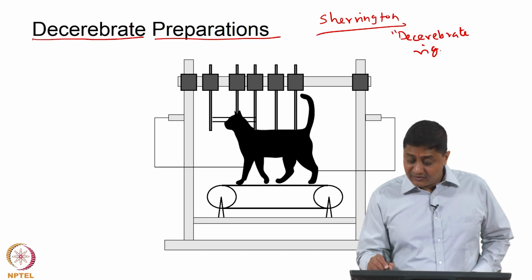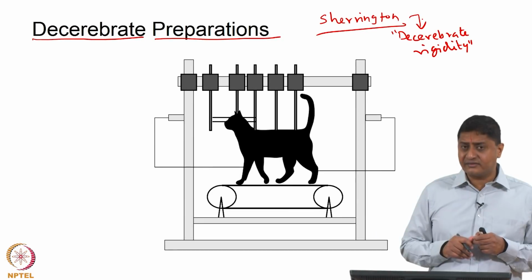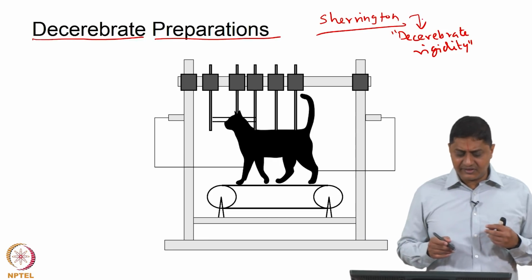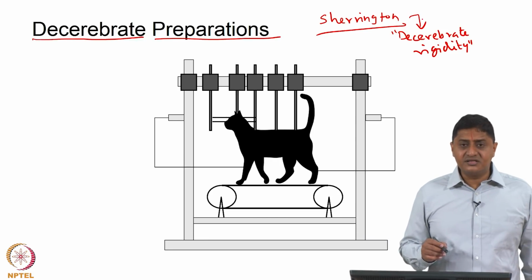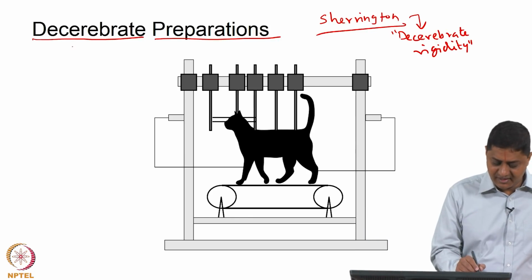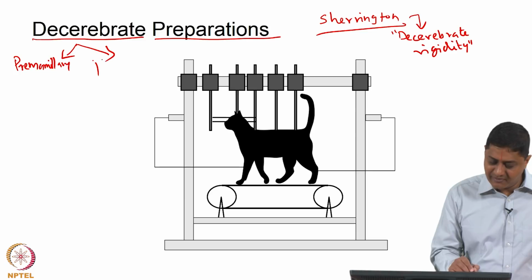So, this was the first description by Charles Sherrington, where in future this model was refined, and there are now at least 2 types of these preparations. These are pre-mammillary preparations and post-mammillary preparations.